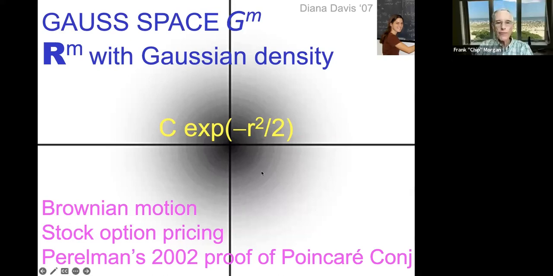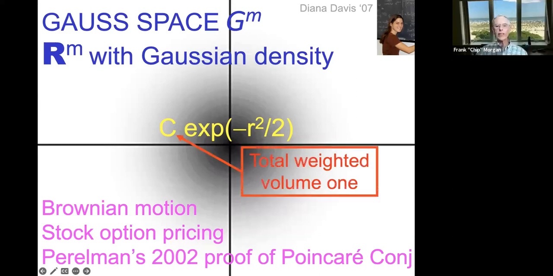So a very important space. Now that constant out in front of the density there is chosen to make the total weighted volume of the space, the total mass, equal to 1. The density falls off so rapidly that there's a finite amount of mass. That mass is 1. And this is something that makes it much nicer and simpler than Euclidean space with infinite volume, which is always a problem when you're working on these problems. To have to deal with Euclidean space that has infinite volume is a big problem. This space has total weighted volume 1, which makes it much nicer to work with.